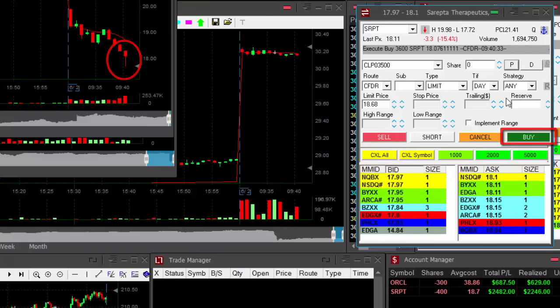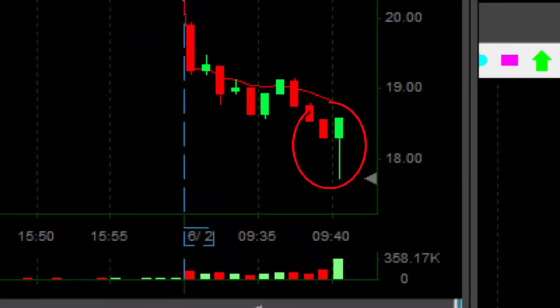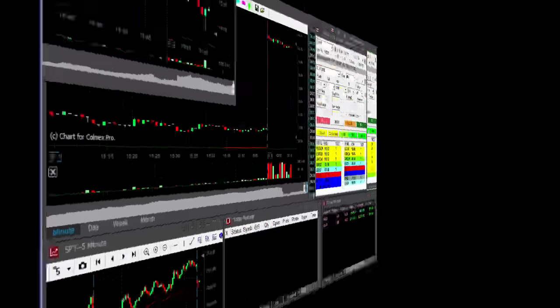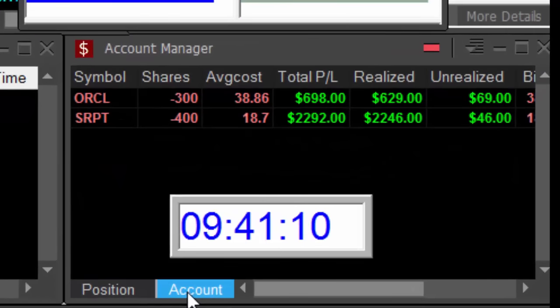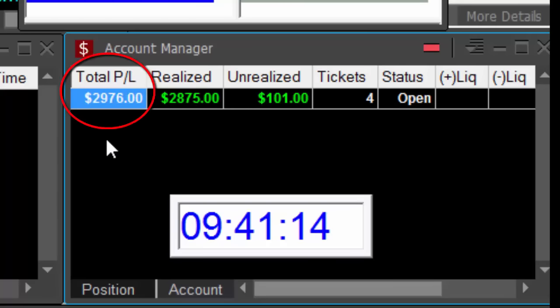Oh, reversal. That was a quick breakdown and a very quick reversal. I'm glad I took my partial close to the lows. $2,300. What a great ride in SRPT. Okay, traders, just 11 minutes into the trading day, up $3,000. That's a very, very nice start of the day for me.